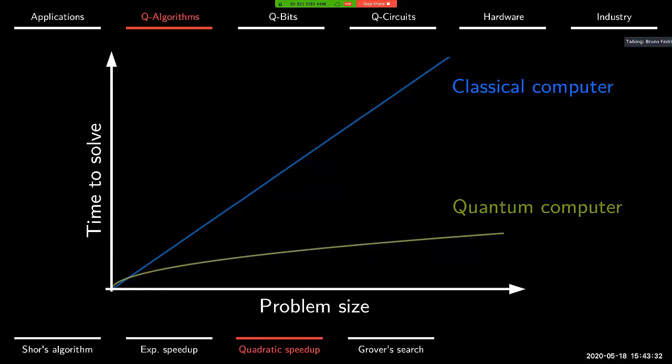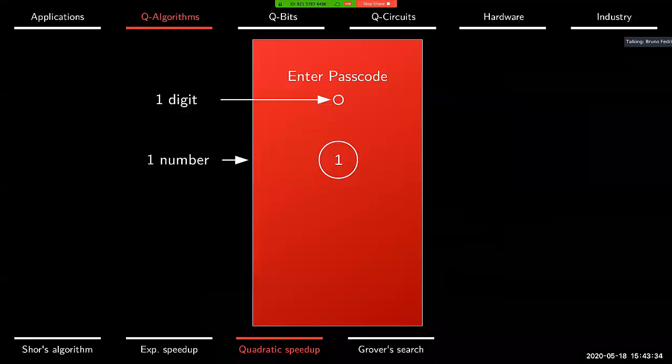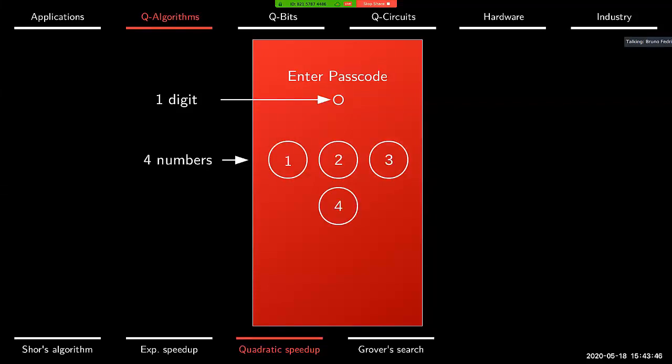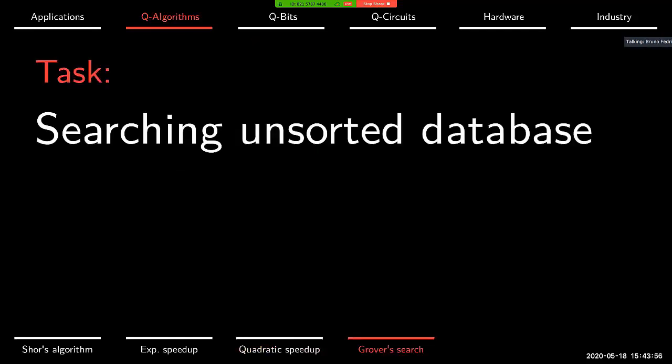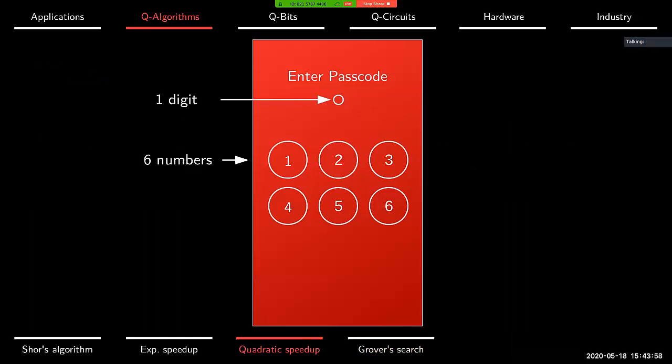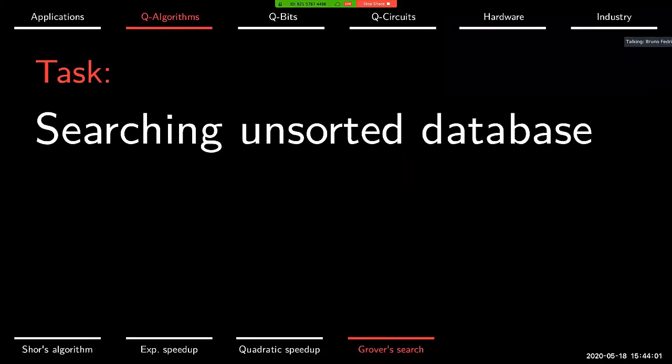To illustrate this second category of problems, let's bring back the mobile phone. This time the passcode is 1 digit, but the size of the keyboard will change. So 1 digit, 1 number, so 1 try. 1 digit, 4 numbers, 4 tries. 1 digit, 6 numbers, 6 tries, and so on. So the problem scales in a linear fashion. In computer science, you will find this kind of behavior when searching in an unsorted database.